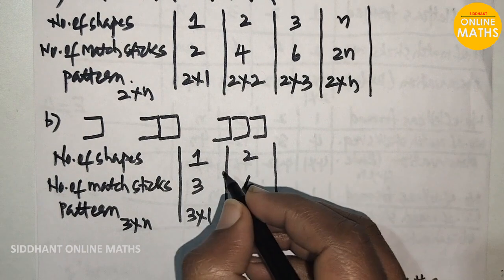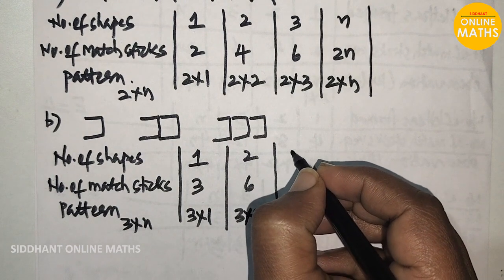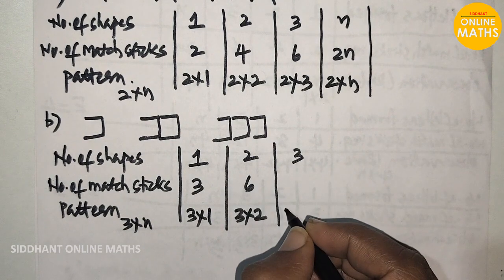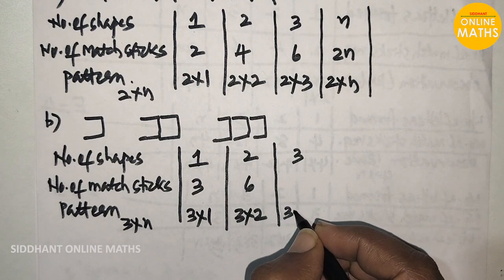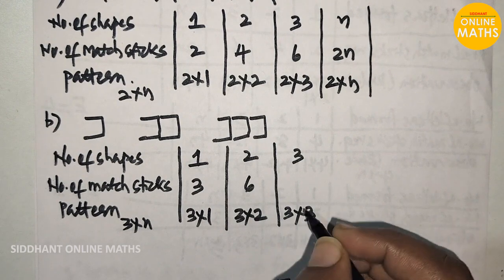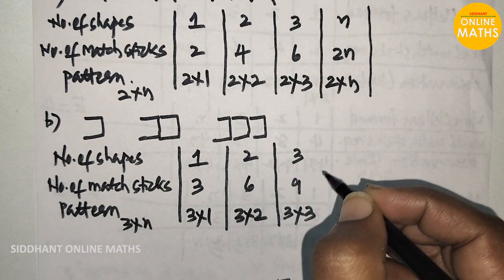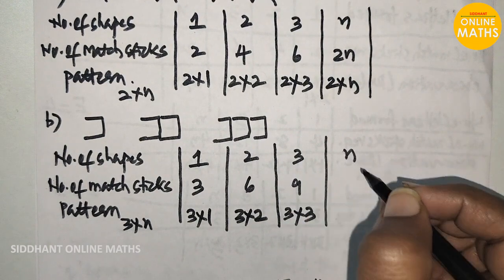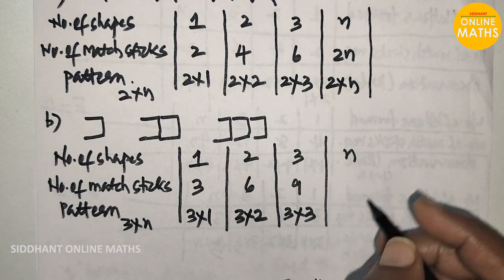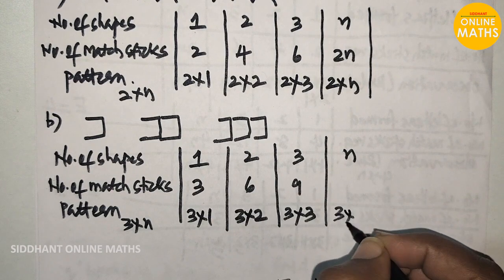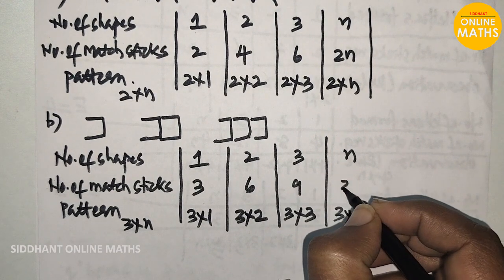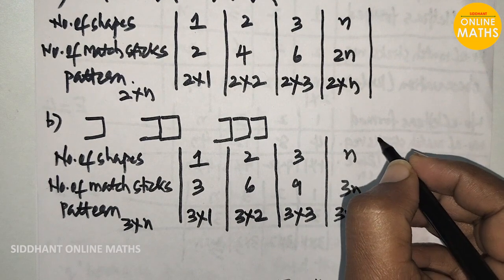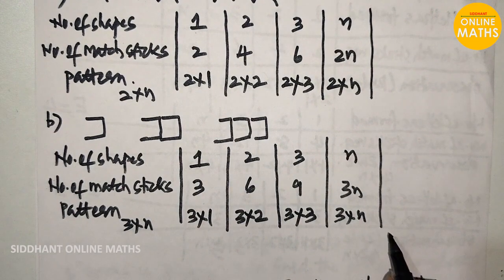In the same way, number of shapes are 3, then number of matchsticks required here, in the sense 3 into 3, that means 9 here. In the same way, n number, when you are going to see n number of shapes, then pattern will be 3 into n, that will be 3n here. So this is the pattern.